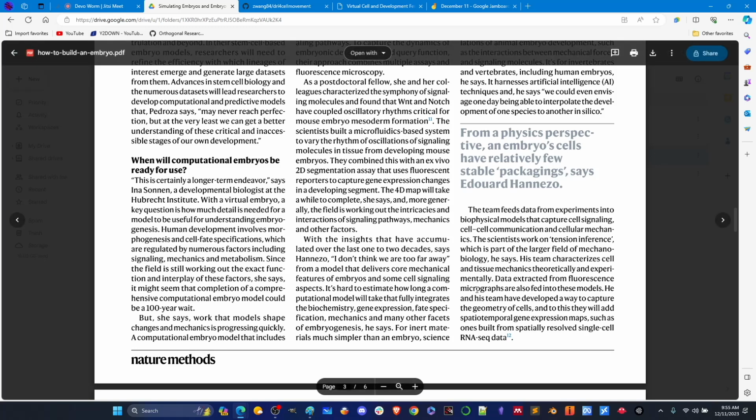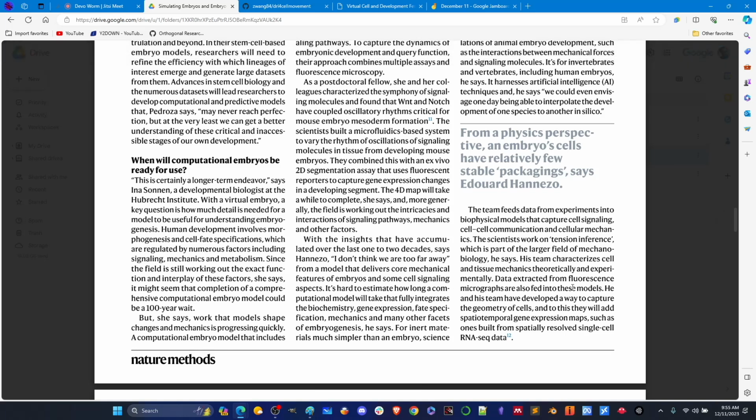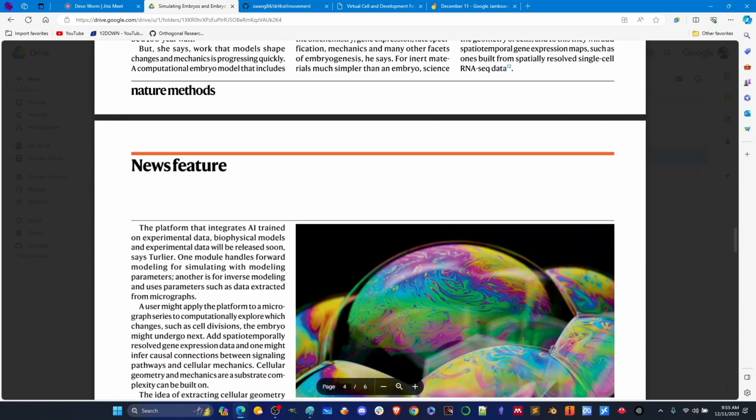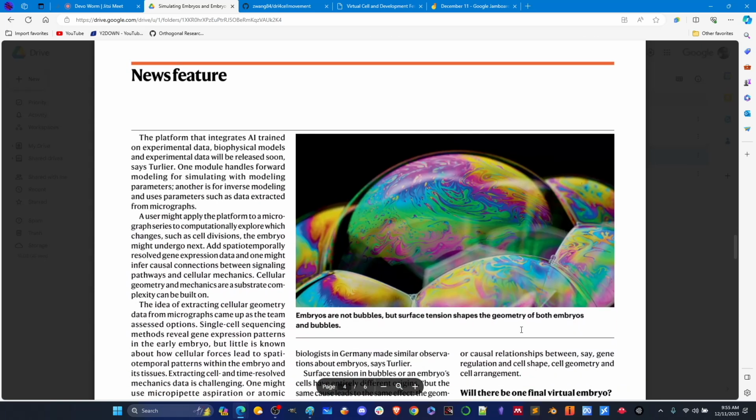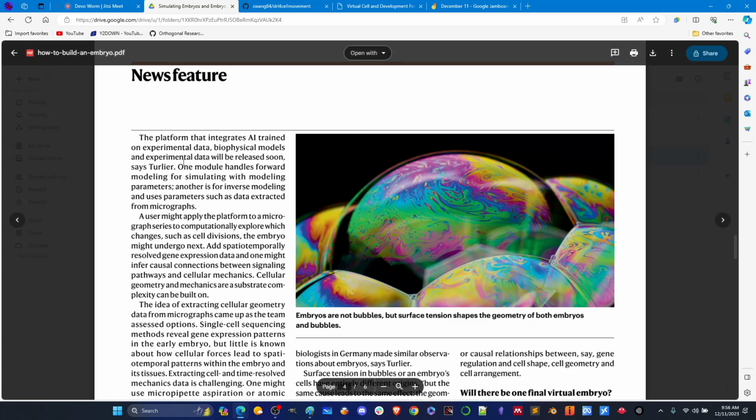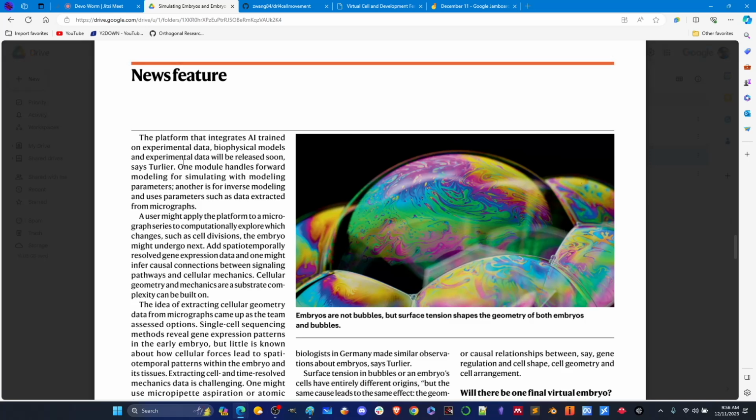You can also extract fluorescence from these models, so you can get a sense of gene expression. You can also integrate spatially resolved single-cell RNA-seq data. So you can do these different types of things. The platform that integrates AI trained on experimental data, biophysical models, and experimental data will be released soon. So they're releasing an AI-driven model on some of this as well.